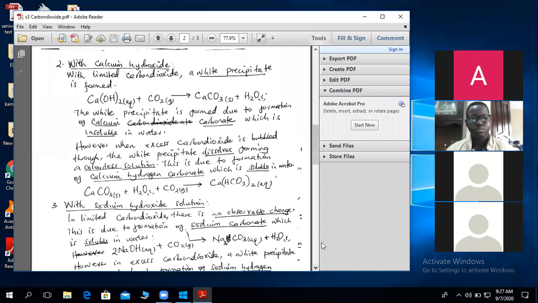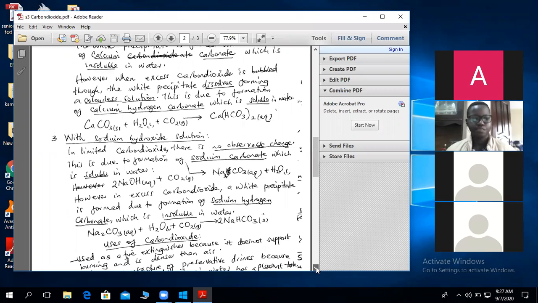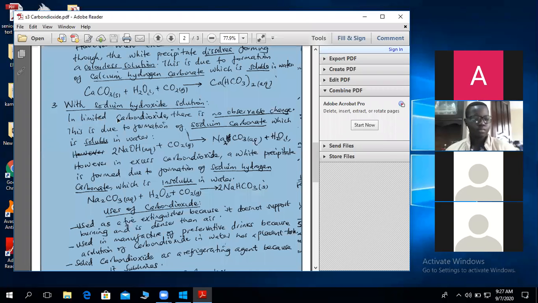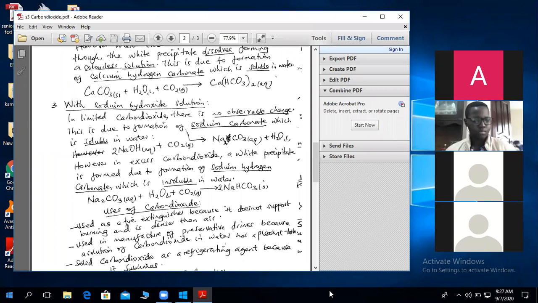Let us look at another reaction, with sodium hydroxide. Now, the reaction with sodium hydroxide is the opposite of the reaction with calcium hydroxide. Many of you usually confuse this, so I want you to get it clearly from here and never make a mistake again.